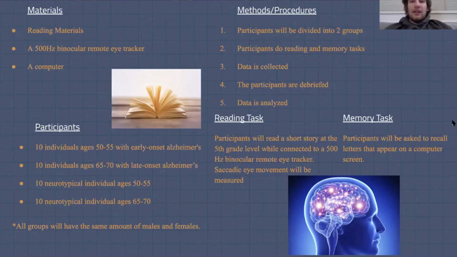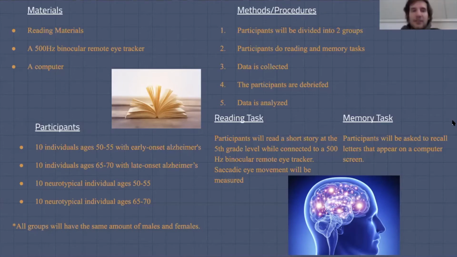We also need a 500 hertz binocular remote eye tracker. What that will do is keep track of eye movements while reading. So that's obviously really important for this experiment. And then a computer is also very necessary, not just for keeping track of data and being able to run tests for the researchers, but also because when we perform a memory task, which I'll explain later on, they'll need a computer, at least a monitor, to see events related to that memory task.